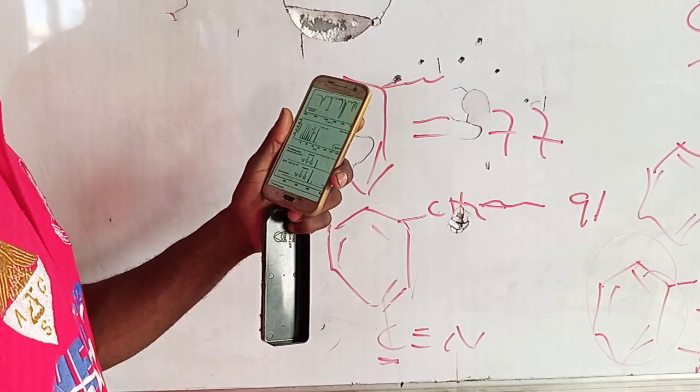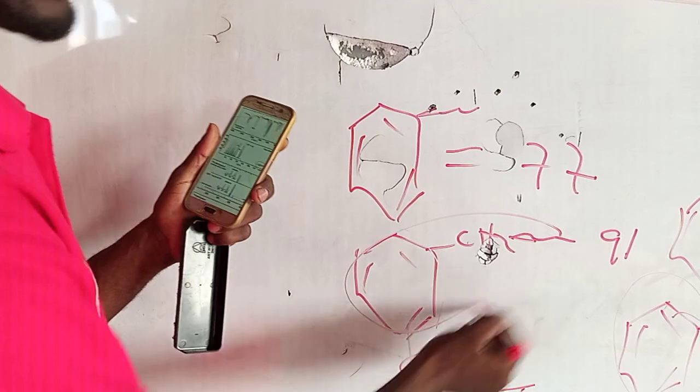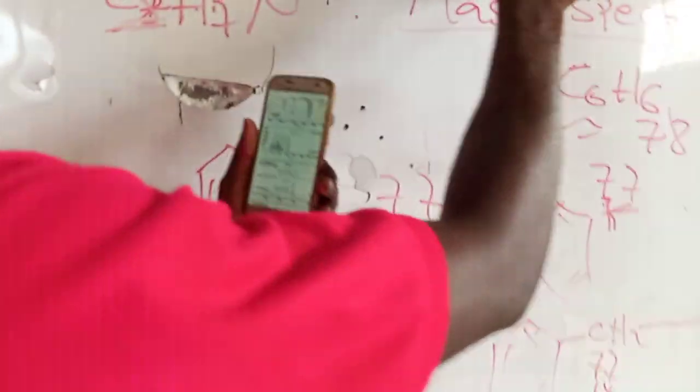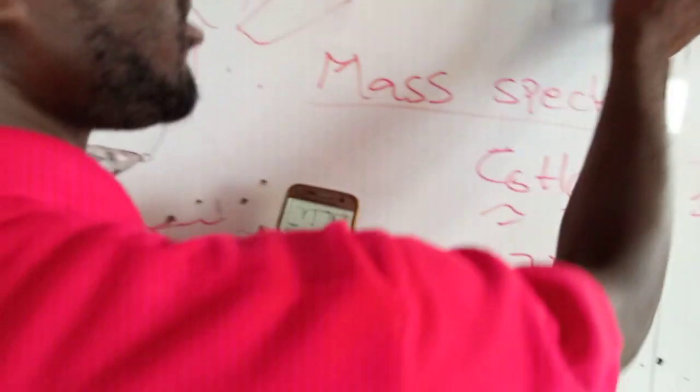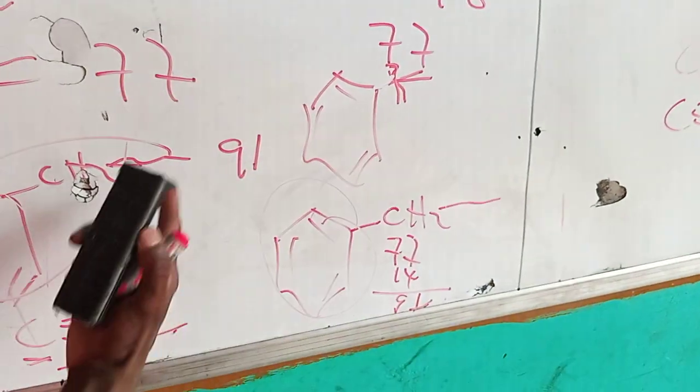Let's now move on. So now we know that our structure contains a triple bond and a benzyl. Let me gently clean this portion. So this is the mass spec, fragments 77 and 91. Take note of those ones.